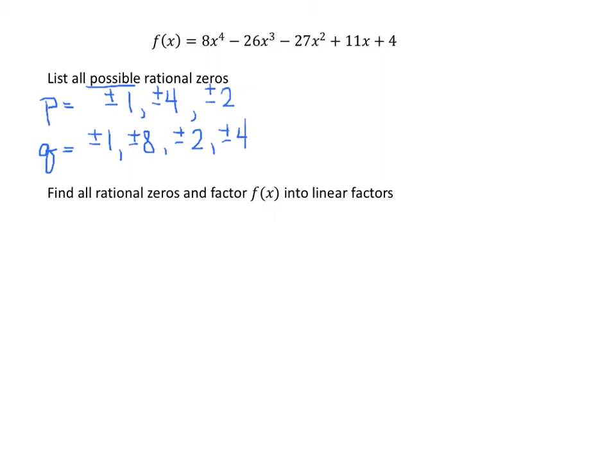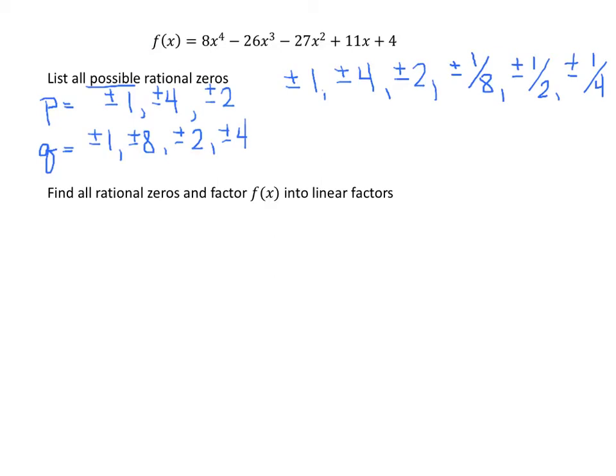So now we need to start looking at p over q. We can have plus or minus 1 over 1, plus or minus 4 over 1, plus or minus 2 over 1. So here I just did all of these each over this term. Now I'll do the same thing over this term. So that gives us plus or minus 1 over 8, plus or minus 4 over 8, which is a half, plus or minus 2 over 8, which is a fourth.